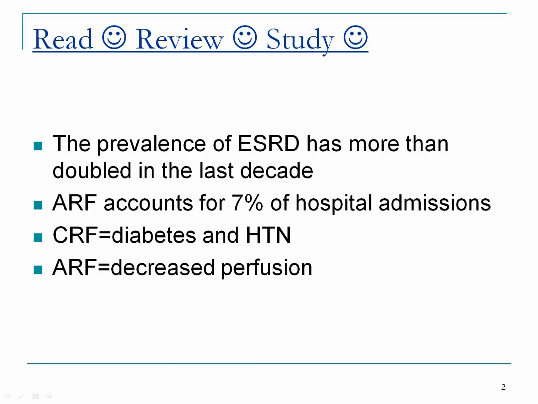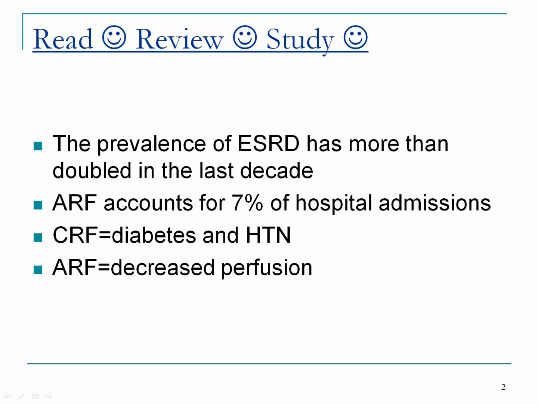The prevalence of ESRD has more than doubled in the last decade. Acute renal failure accounts for about 7% of hospital admissions. Chronic renal failure most commonly occurs from diabetes or hypertension, and acute renal failure most commonly occurs from decreased perfusion.